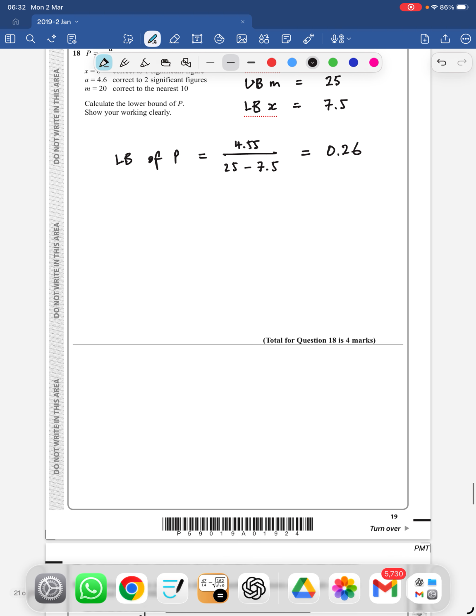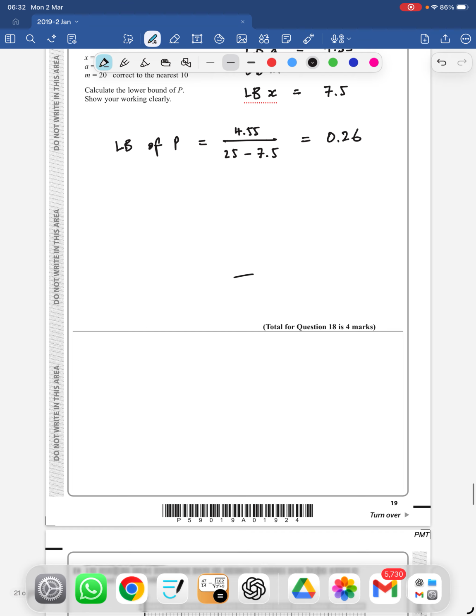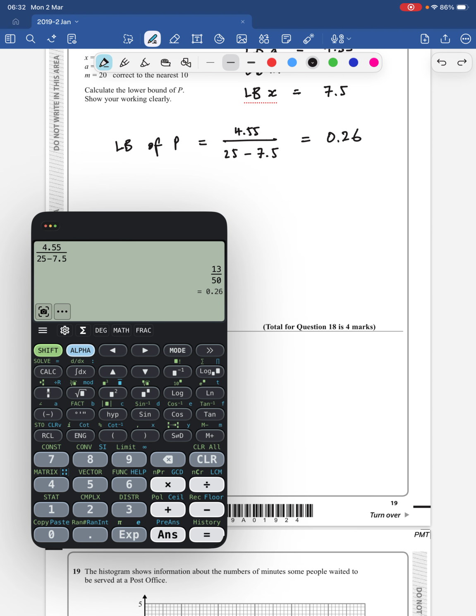0.26. By the way, if I'd got some long decimal at this value, that doesn't work. If I'd got some long decimal here, I would have preferred to put the fraction answer in, because that's precise and I didn't need to round it. But as it's just two decimal places, I'm happy with that.